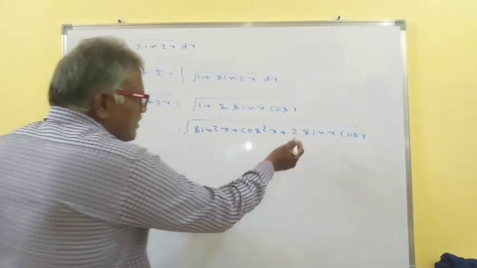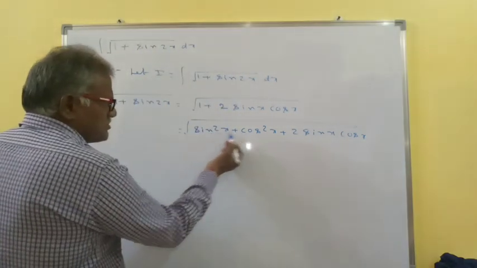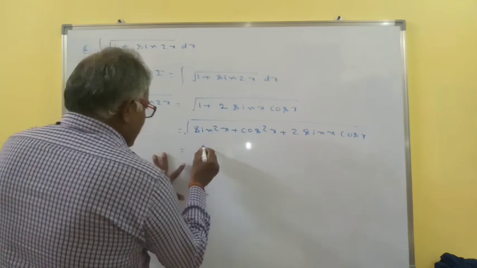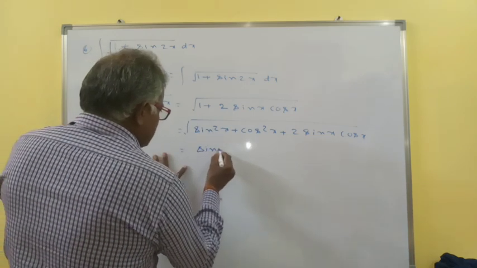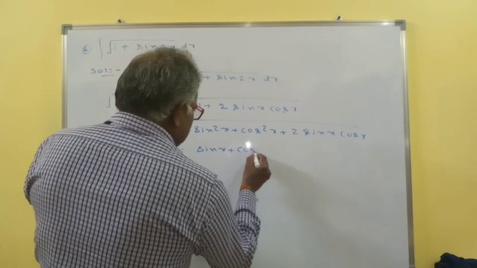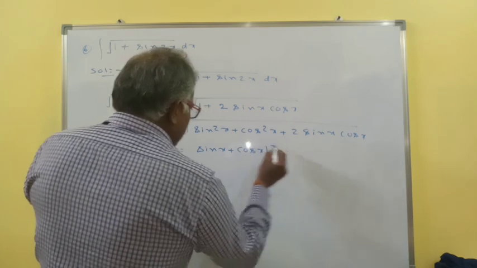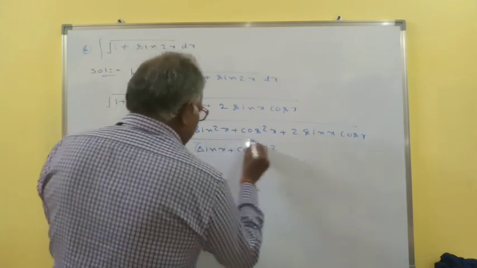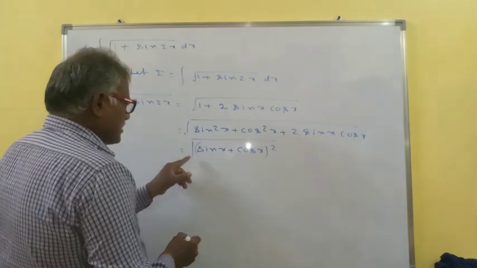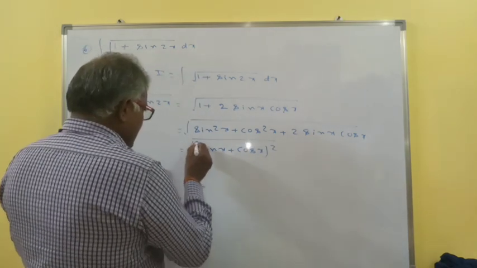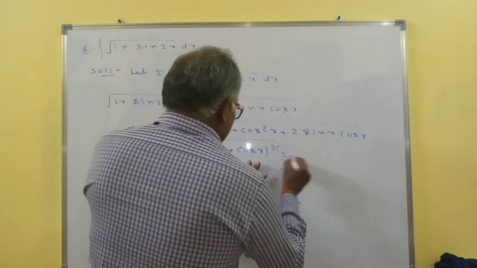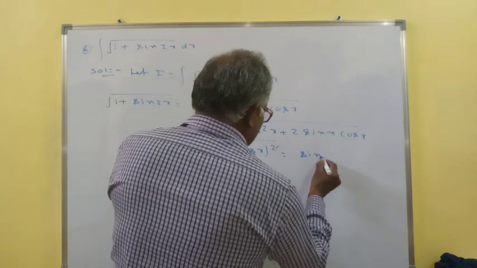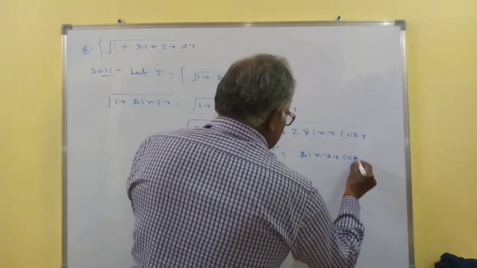So depending upon this one only, you should rewrite. Clearly, a square plus b square plus 2ab, that means sin x plus cos x whole square. So the under root and square get cancelled, and finally you should write sin x plus cos x.